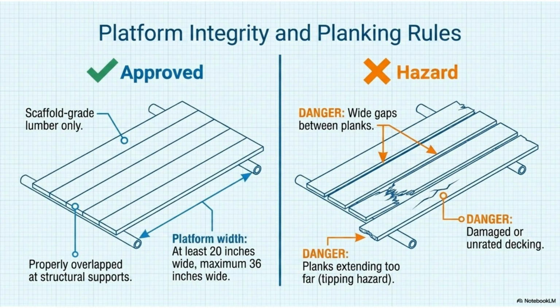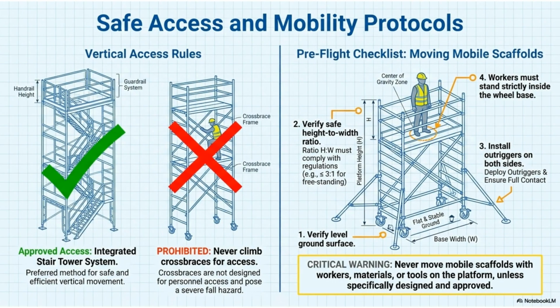Platform integrity requires scaffold-grade lumber, properly overlapped at structural supports, and a platform width between 20 and 36 inches. Hazards include wide gaps, damaged decking, and planks extending too far. For vertical access, an integrated stair tower system is approved.